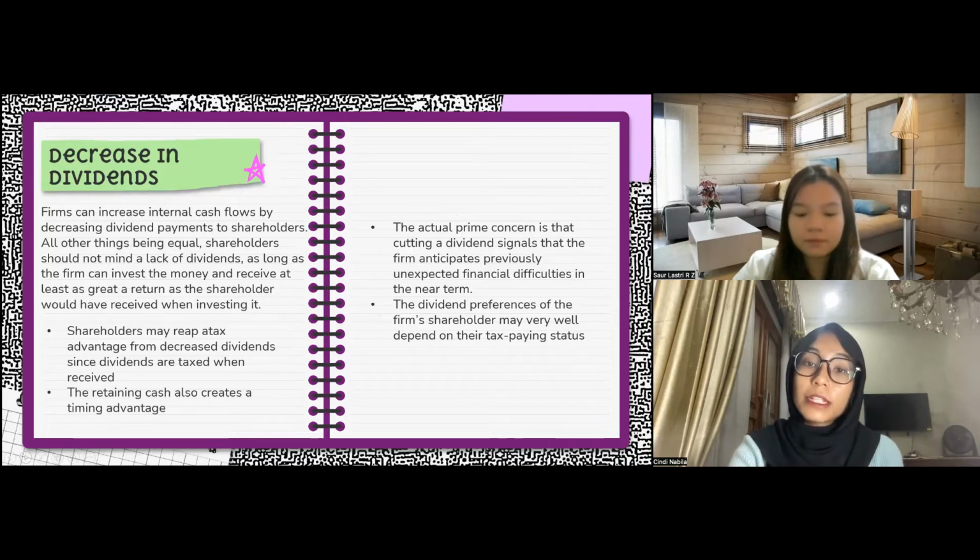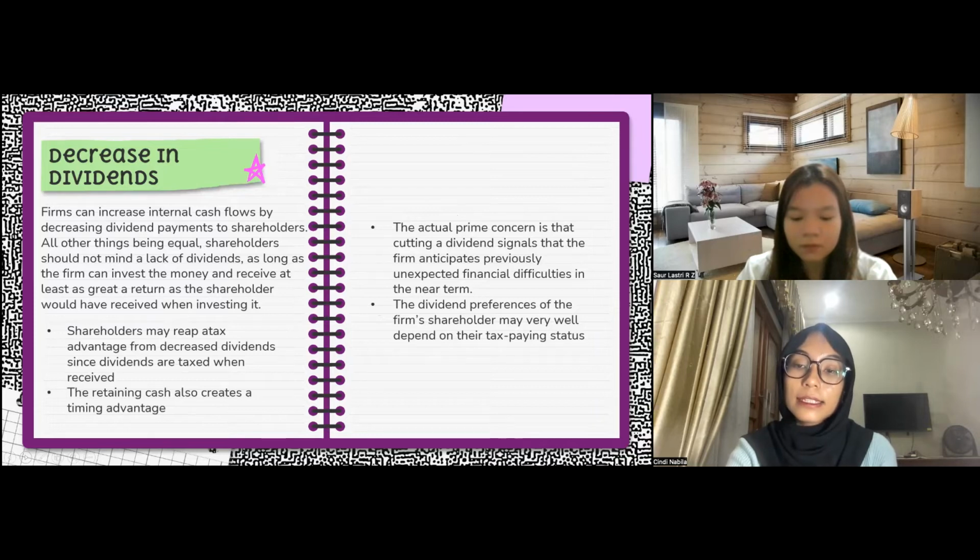Next up, we have decrease in dividends. Firms can increase internal cash flows by decreasing dividend payments to shareholders. All other things being equal, shareholders should not mind a lack of dividends, as long as the firm can invest the money and receive at least as great a return as the shareholder would have received when investing it. This is because the stock's value should increase by the amount of the unpaid dividend plus any return on it. Furthermore, those shareholders who need current cash flow may be able to borrow against their shares or sell some of it.